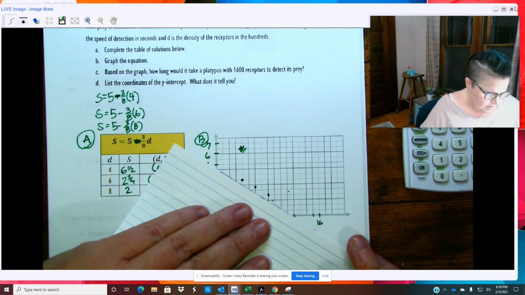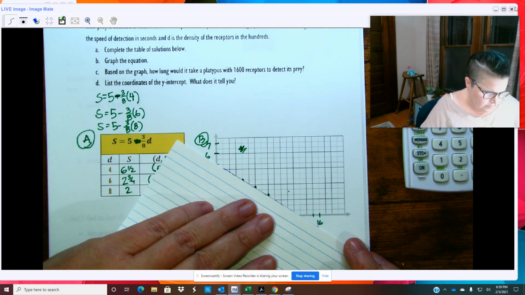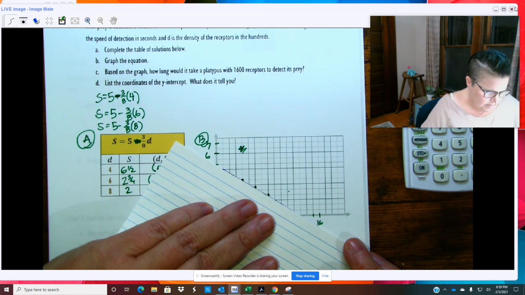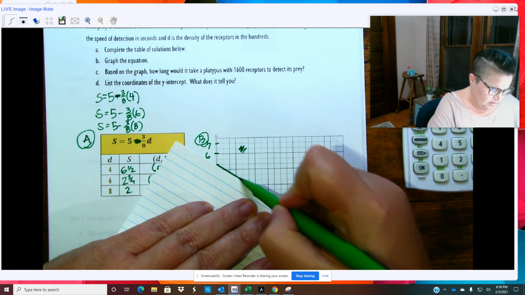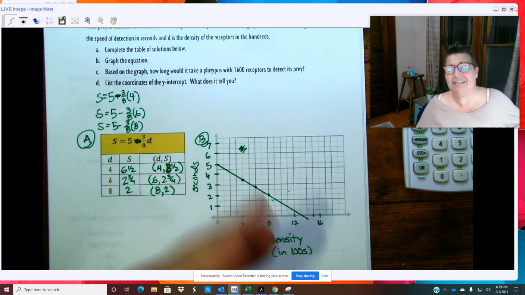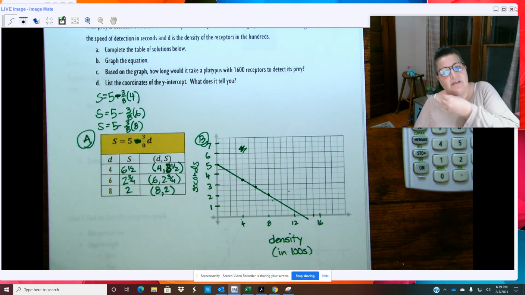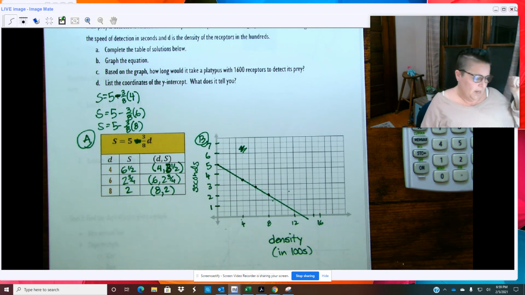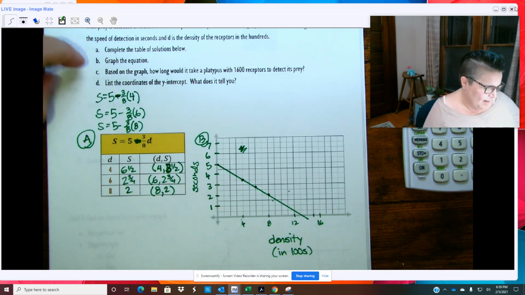All right. So here we go. There's my line. And now I'm going to graph it. Okay, it's a falling line. That makes sense. The more dense the receptors, the speedier they're able to target their prey. All right, so I've graphed it.